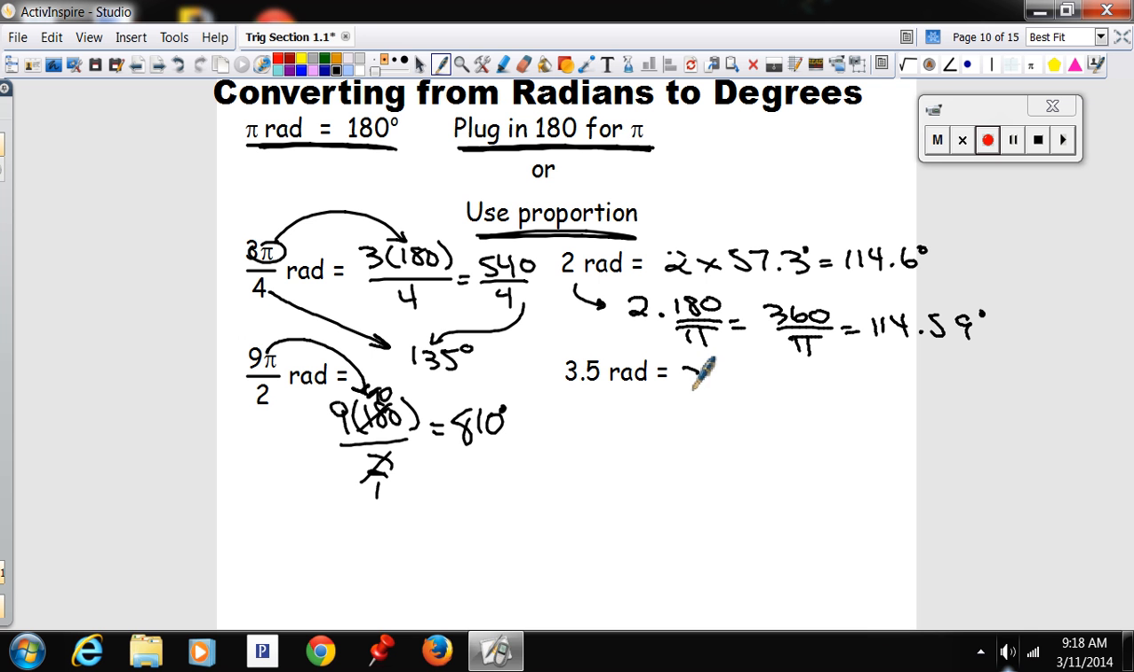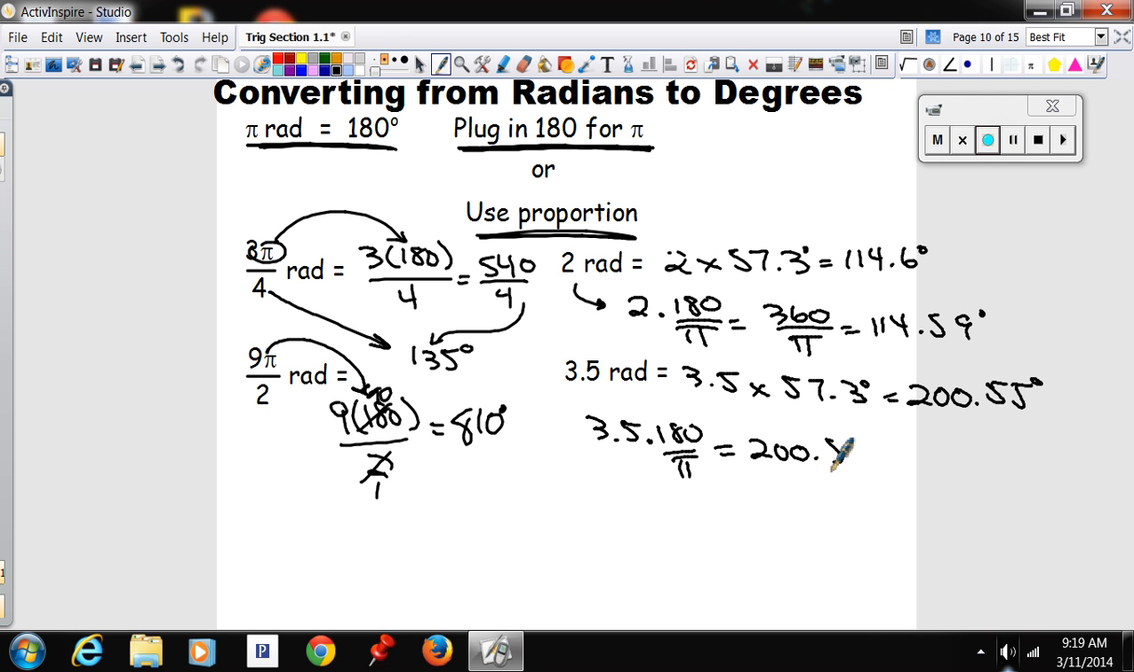So 3.5 would be 3.5 times 57.3 degrees, or you could put 3.5 times 180 over pi. Either way, you'll get the same answer of 200.55. This answer was actually 200.54. Which answer do you think is more accurate?